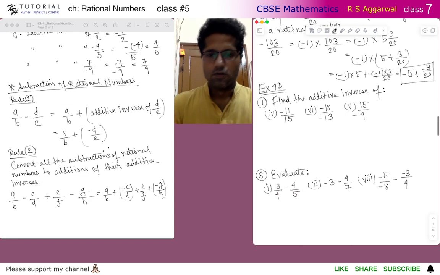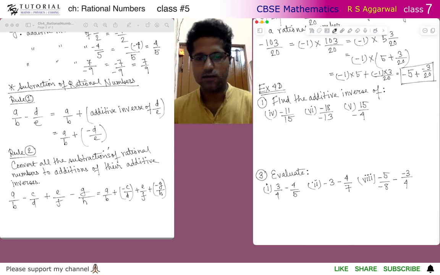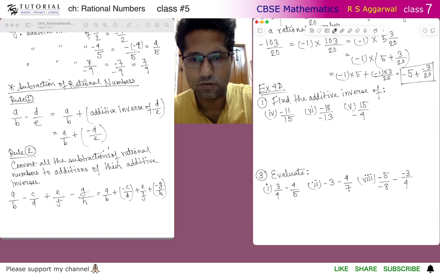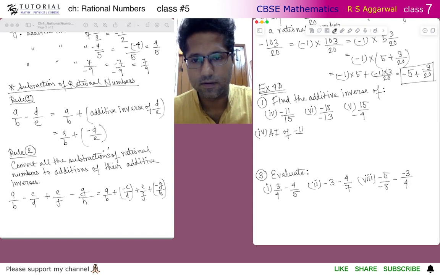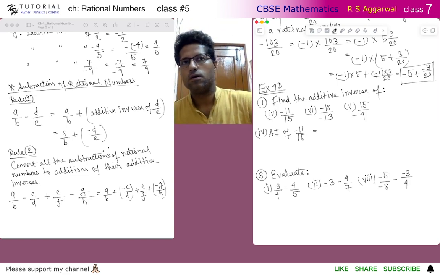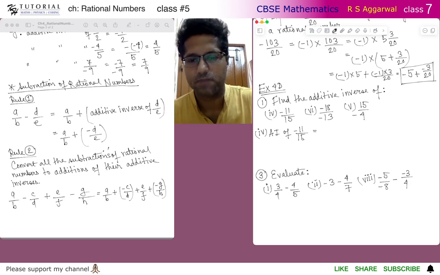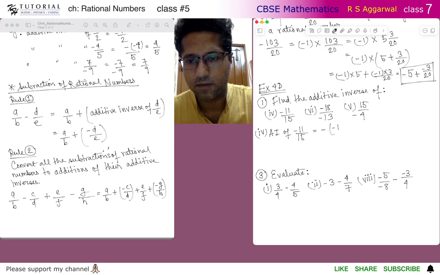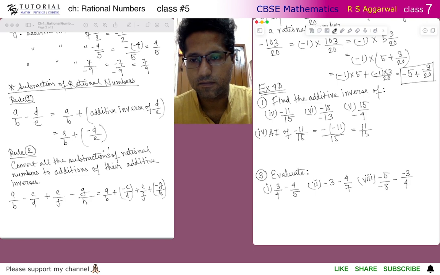Okay. So exercise 4D, it's nothing very easy. It is asking to find the additive inverse of. So, short writing AI for additive inverse. AI of minus 11 by 15 is nothing but you negate the numerator. Negate means you change the sign. If it's p, then it will be minus p. So it will be minus of minus 11 by 15. This is 11 by 15. Okay.